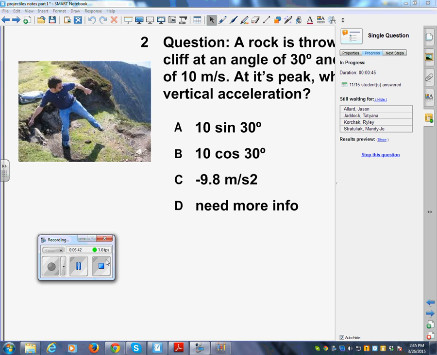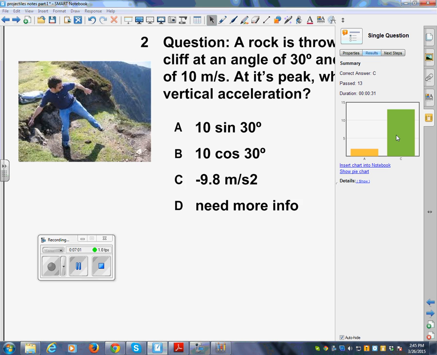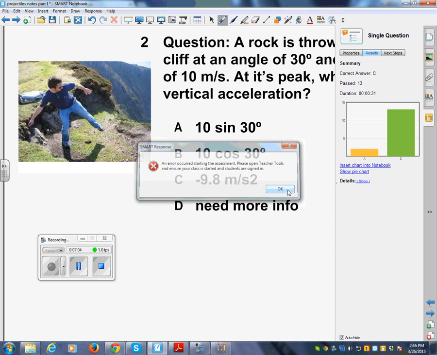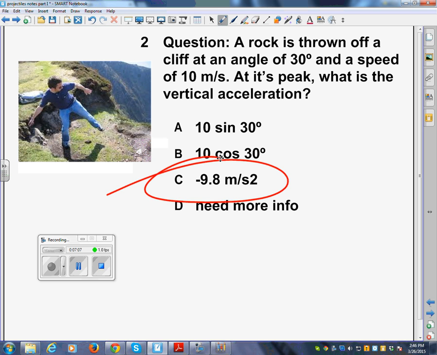What is the vertical acceleration at the peak? That's meters per second squared. Correct answer is, my friends? Yeah, gravity. Does the vertical acceleration turn off when it reaches the peak? No. The vertical velocity is 0. The acceleration is always minus 9.8.